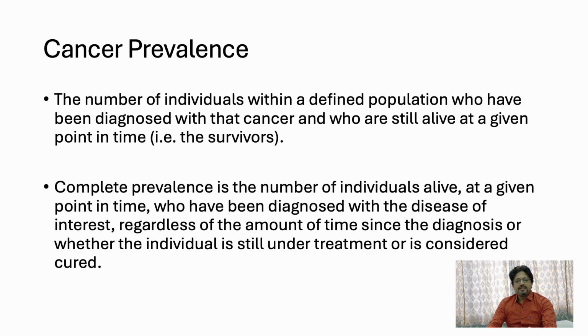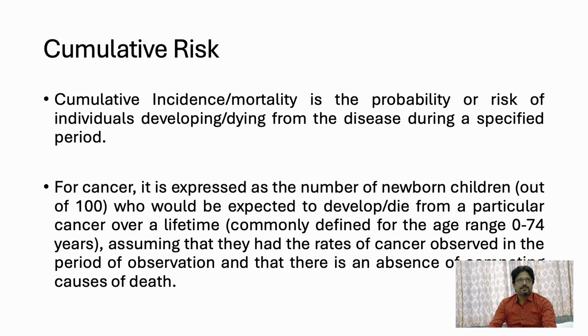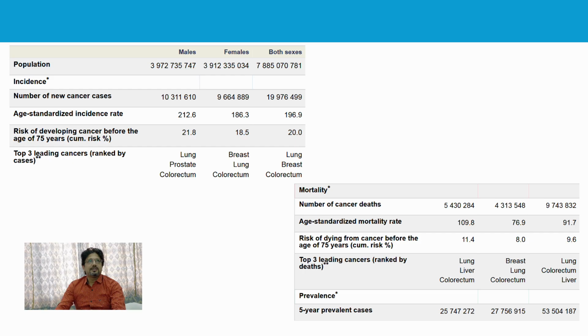Prevalence again is the number of individuals in a defined population who have been diagnosed with cancer and are still alive at a given point of time. So it includes all the cases that were either in remission, under treatment, completed treatment, or newly diagnosed. Now, another term is the cumulative risk. Cumulative risk, like cumulative incidence and mortality, is the probability or risk of an individual developing or dying from a disease during a specified period. It is mainly calculated per 100.